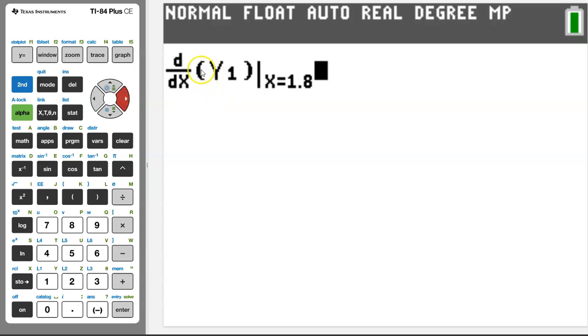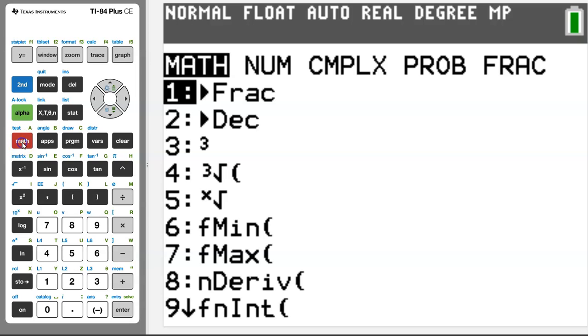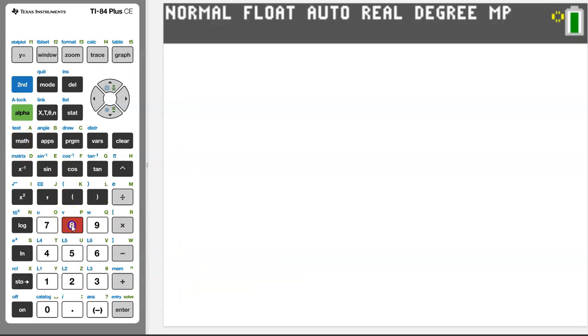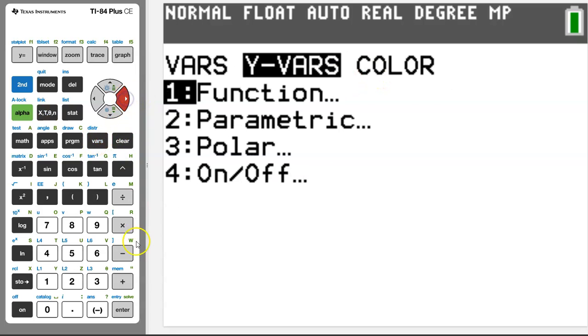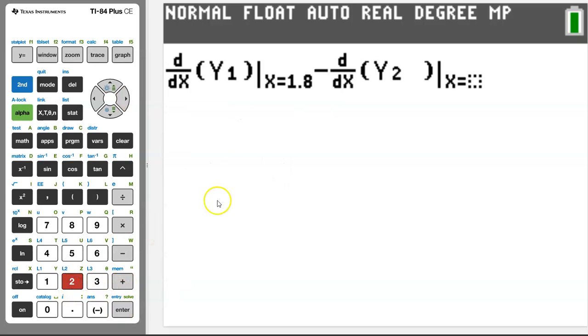And we are supposed to subtract this minus. So I hit the right arrow key to get out from the 1.8, and I'm going to go ahead and do minus. Now I need g prime. So I'm going to go back to the math button and choose option 8 for derivative. Put that dx. Now this is function g, the derivative of g, but g is in y2. So I hit vars, y vars, enter, y2. So this is now g prime, the derivative of g. And this is also at 1.8. So that's it. Just hit enter.